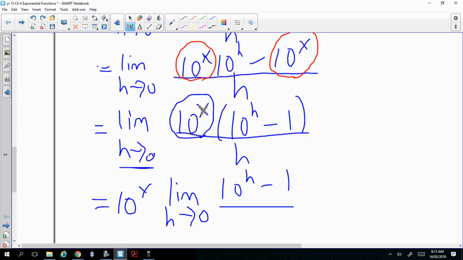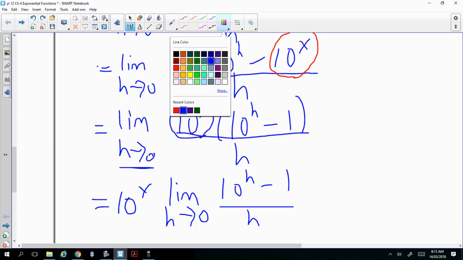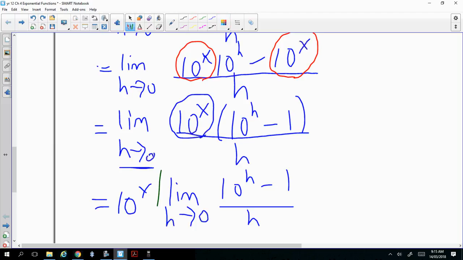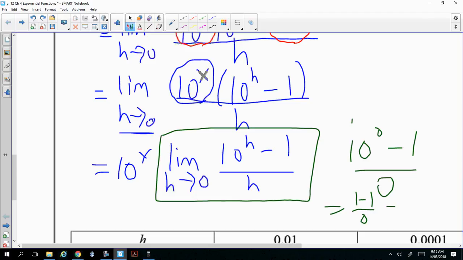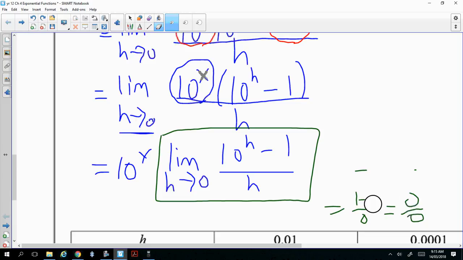So our aim is to calculate this limit. Now one way, what if I substitute 0? Well, if you substitute 0, the top will be 10 to the power 0, which is just 1, minus 1, which is 0 over 0, isn't it? We can't have 0 over 0. So what do we do? We have to use our calculator. Let's make h as small as we can to see what that limit becomes.